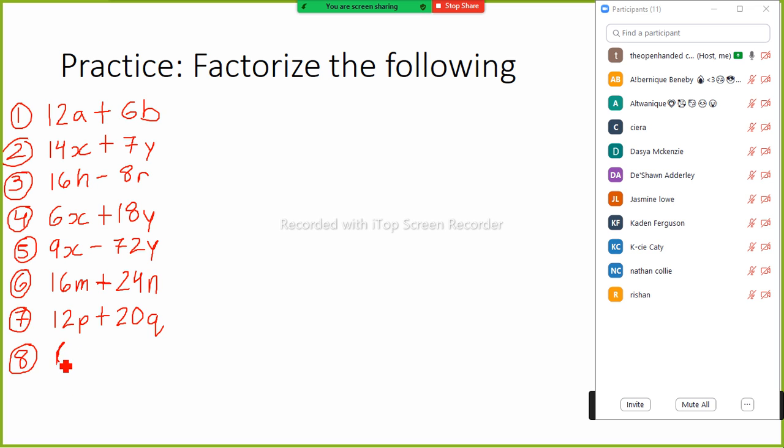6A minus 9B. Number 9 is 25T plus 5M. Right, so just those 9.